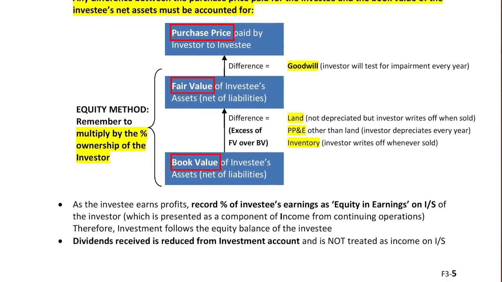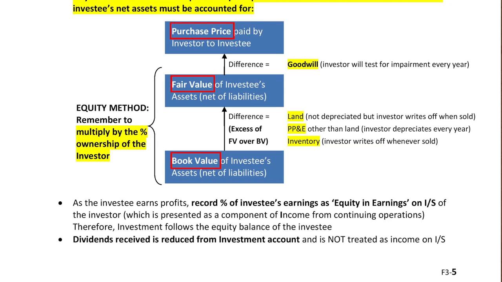Couple of other pointers on the equity method. So as the investee earns profit, record the percentage of investee's earnings as equity in earnings on the income statement of the investor. So guys, as and when the investee earns money, the investor recognizes income, irrespective of whether the investor receives the dividend. And when dividends are actually received, they are reduced from the investment account and not treated as income on the income statement.